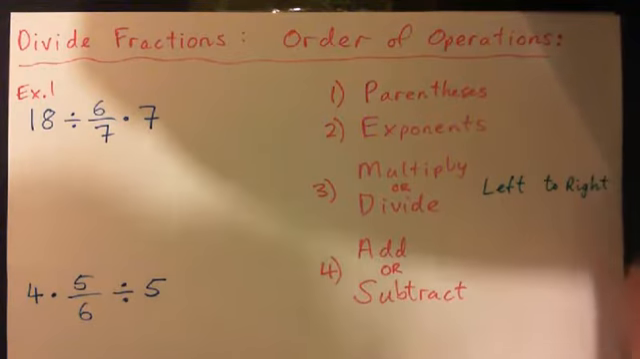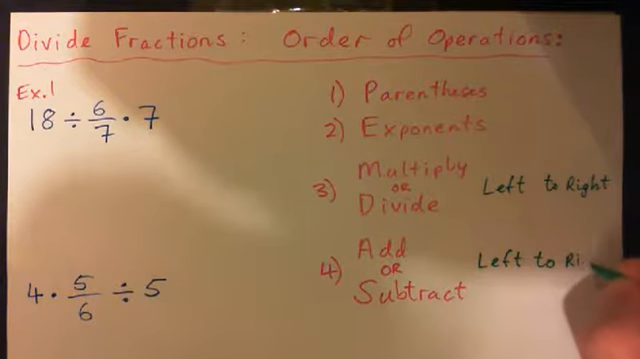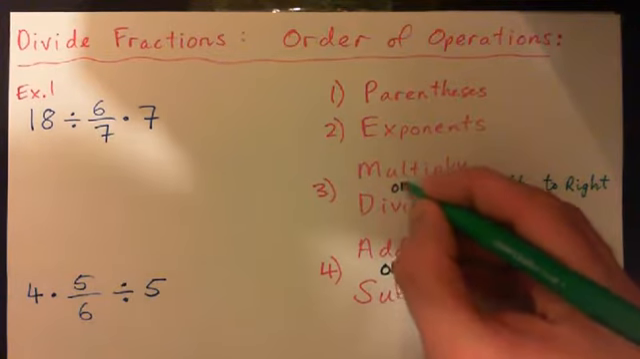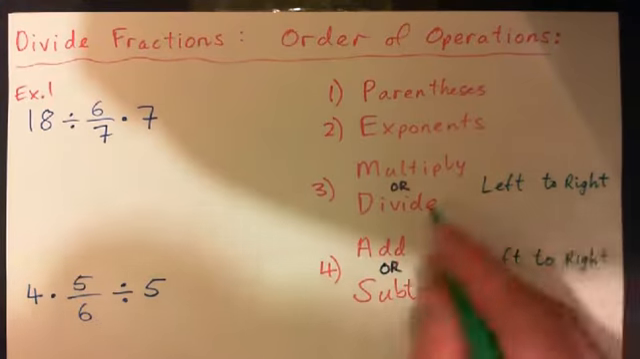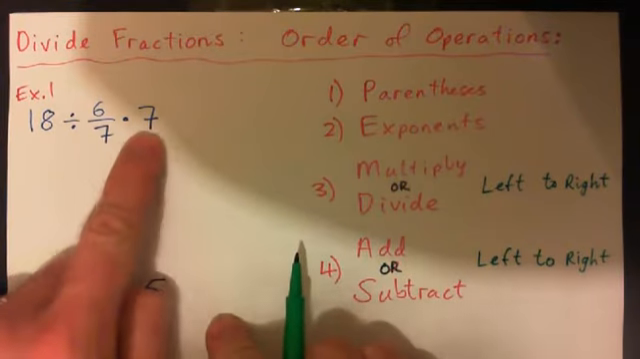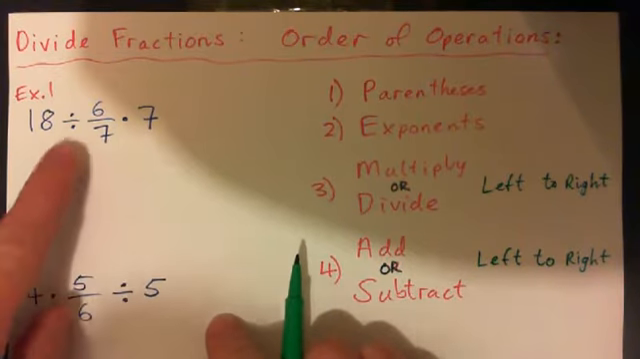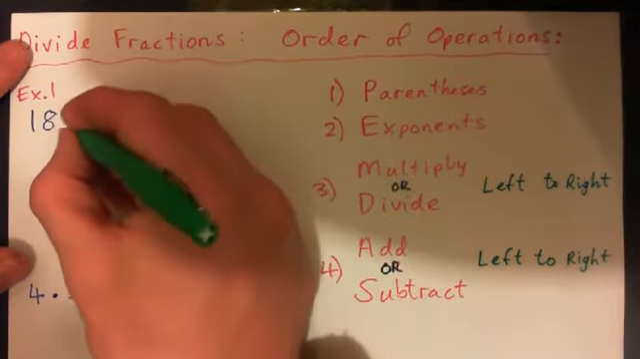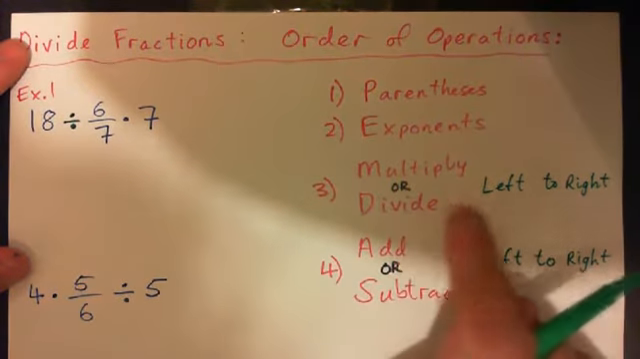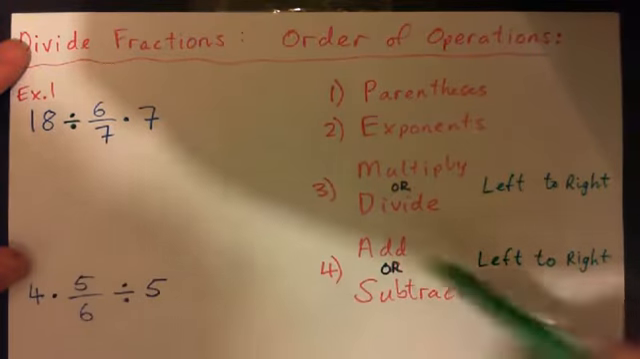Because you read from left to right. Same with adding and subtracting: left to right, add or subtract, whatever comes first. Now what we're going to focus on is multiplying or dividing from left to right. In other words, when I see this, I don't begin by multiplying. That would be wrong. I begin by dividing. I go from left to right and I multiply or divide from left to right. So the first thing to do is divide.